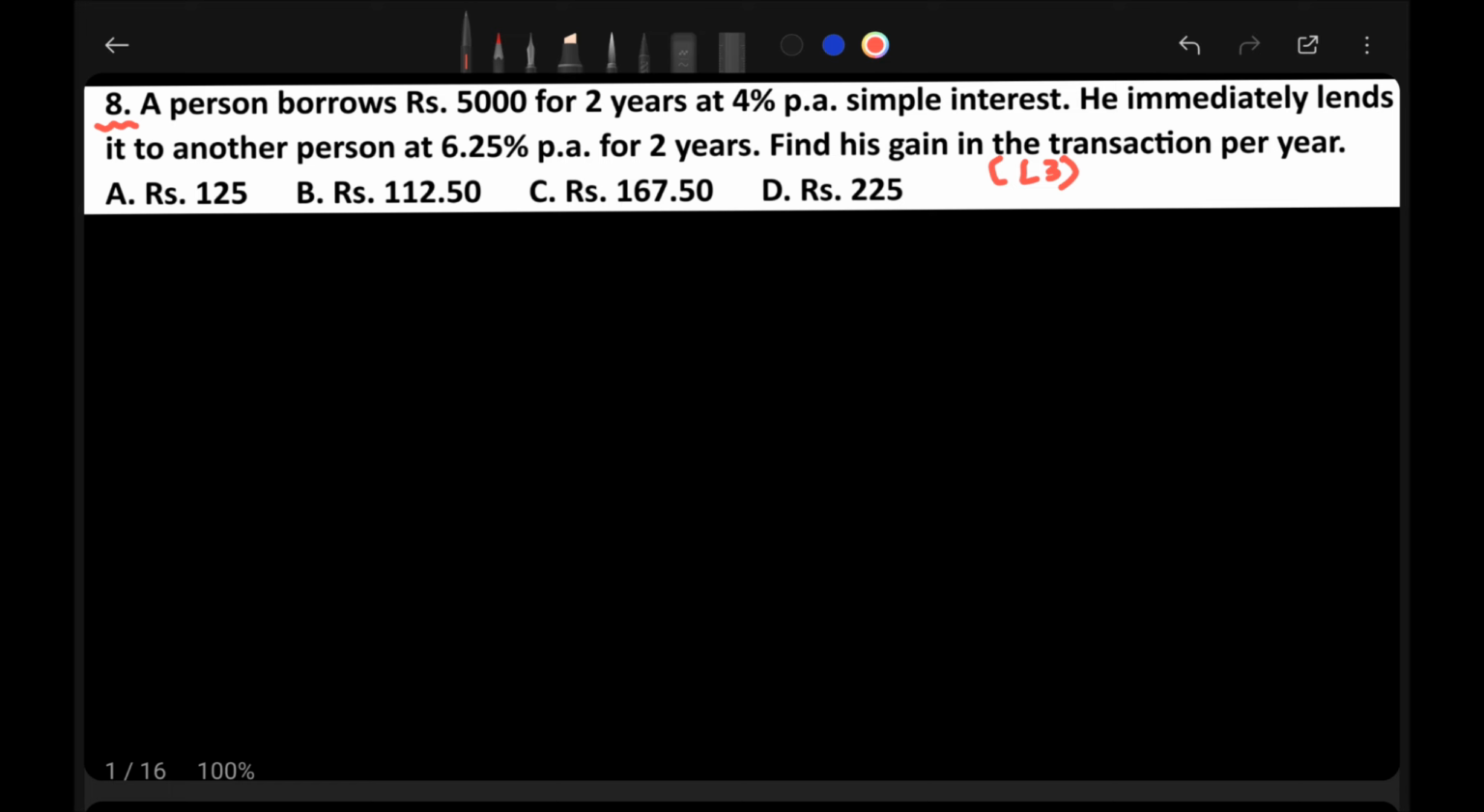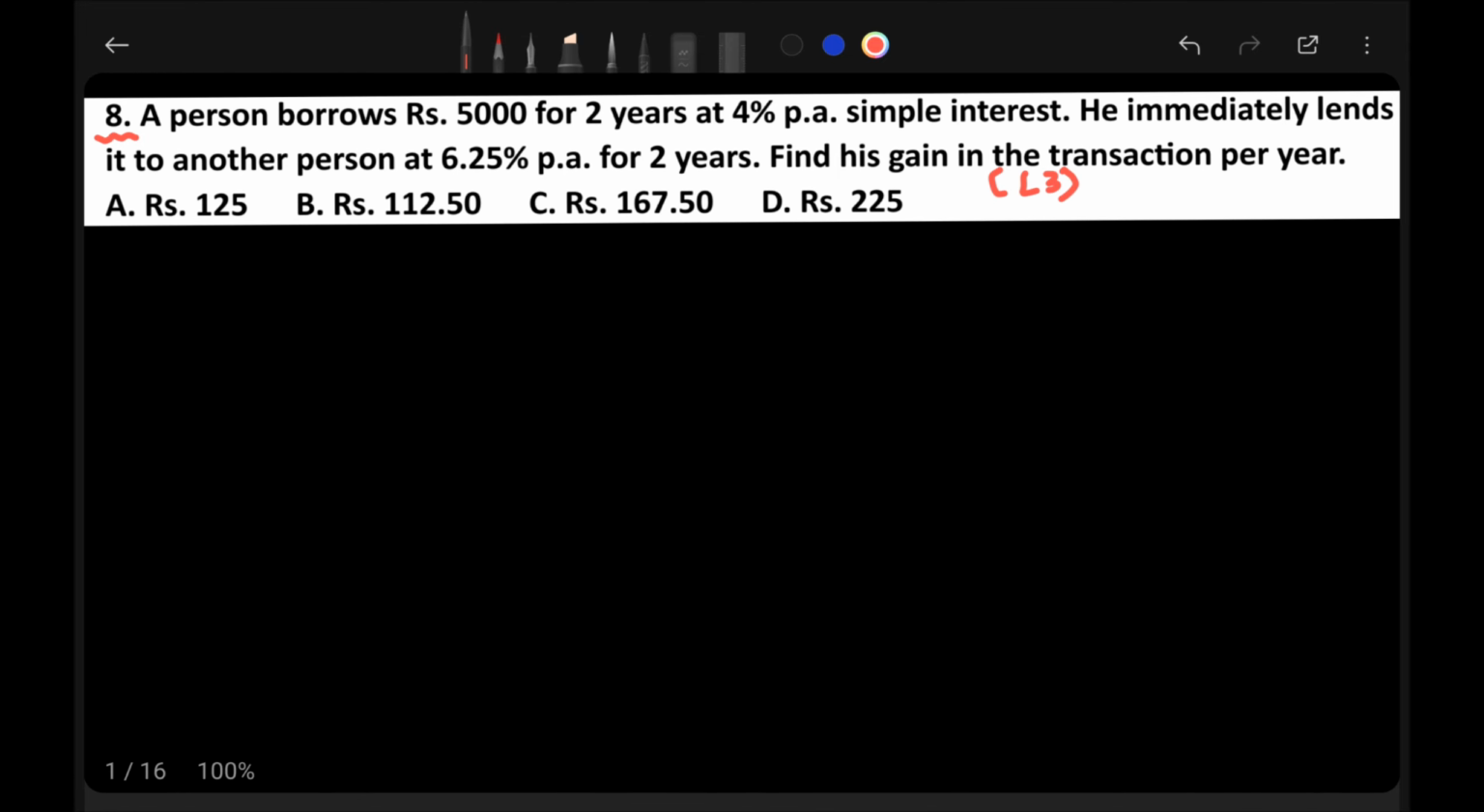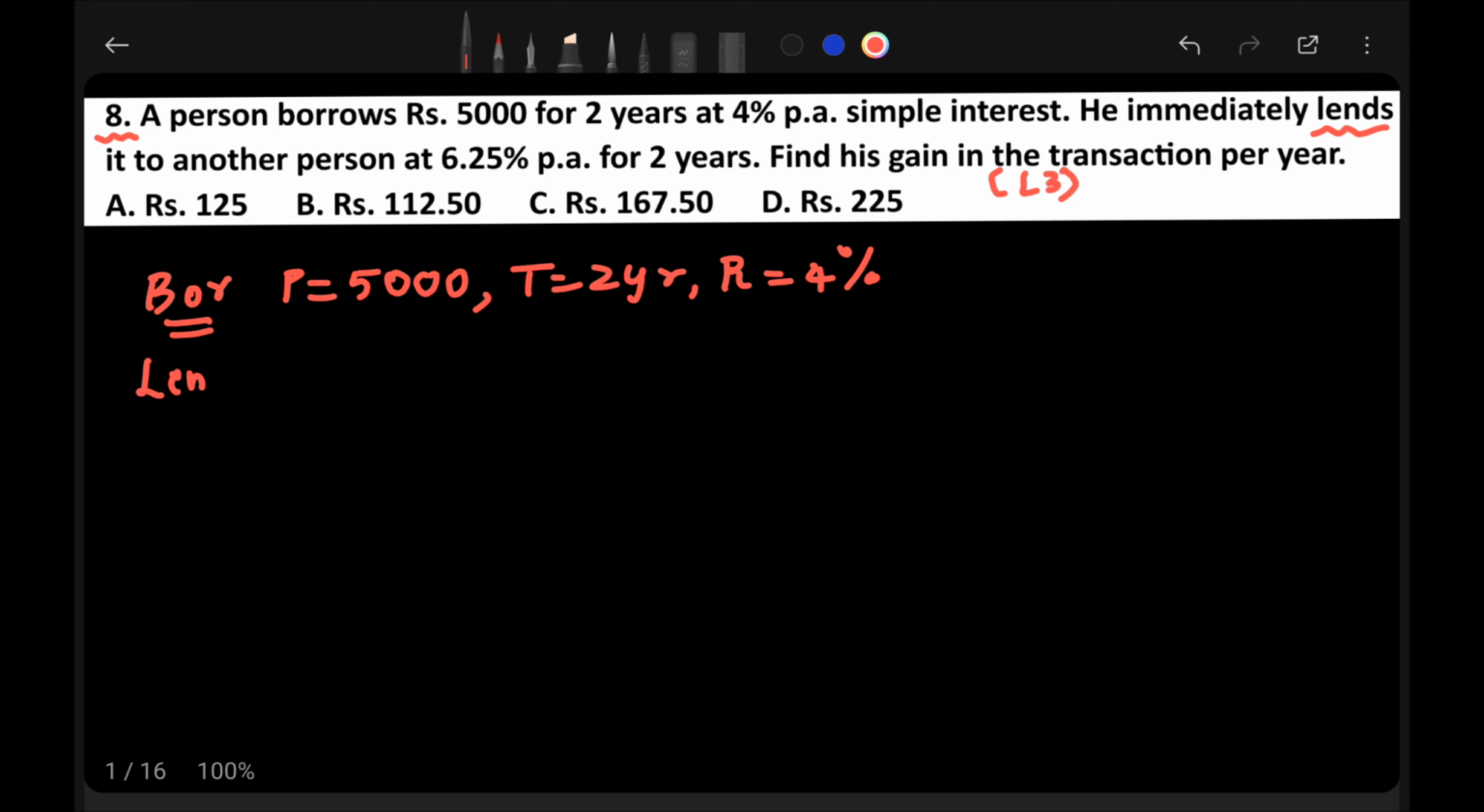Okay. Now, here what is he saying? A person borrows rupees 5,000 for 2 years. He borrowed from someone, rupees 5,000 for a span of 2 years at a rate of interest of 4%. Now, what did he do? He immediately lends it, that means he immediately gave it to another person.